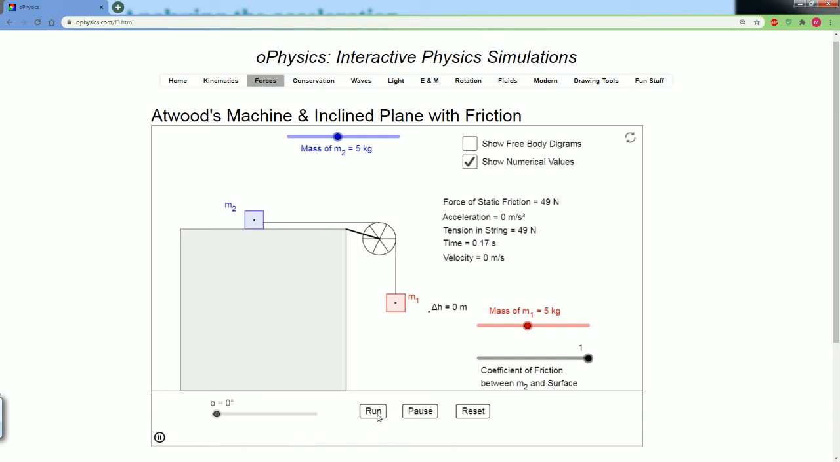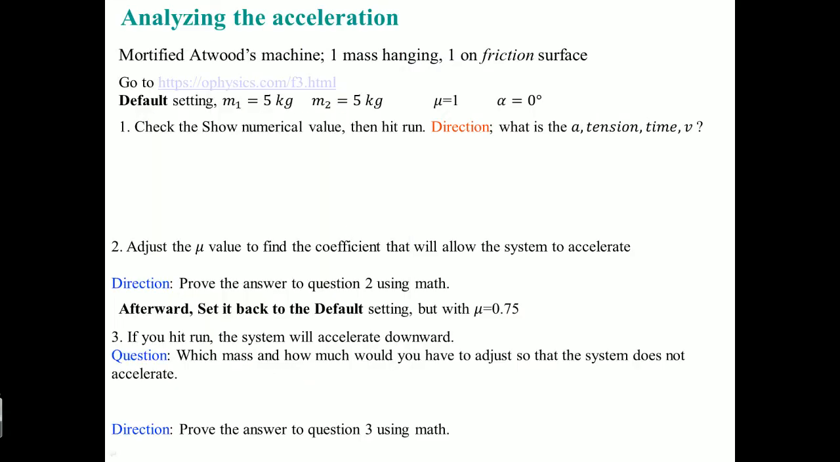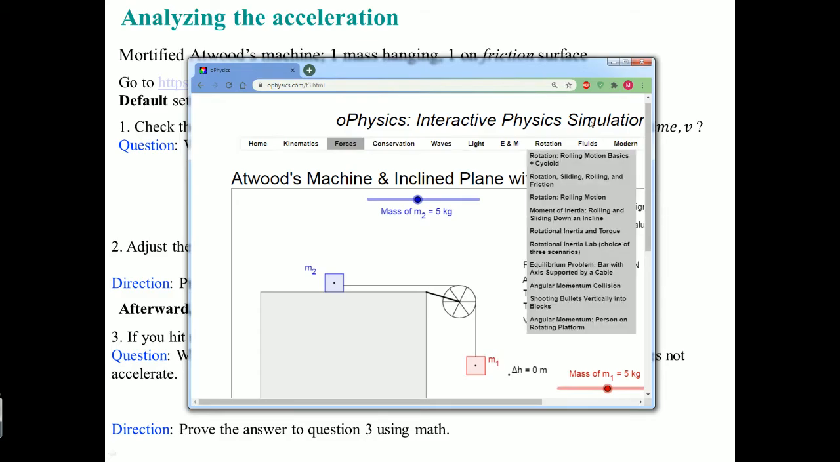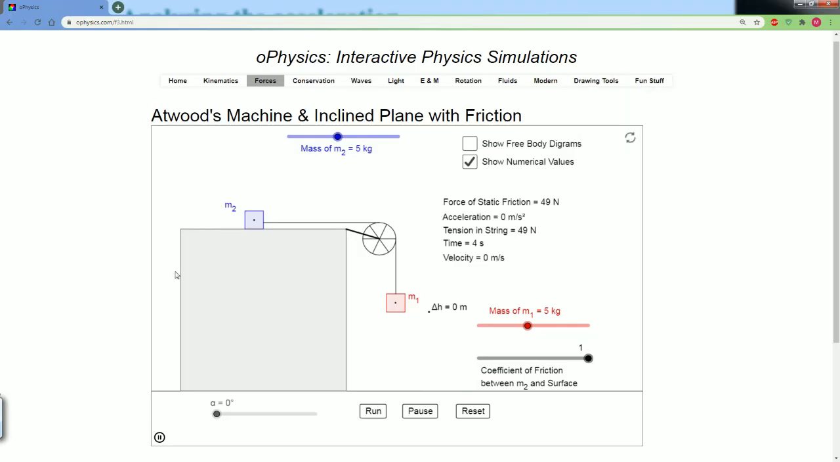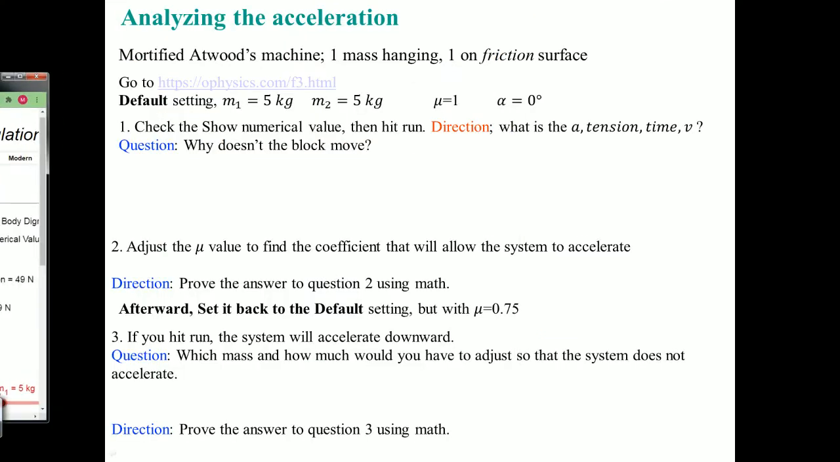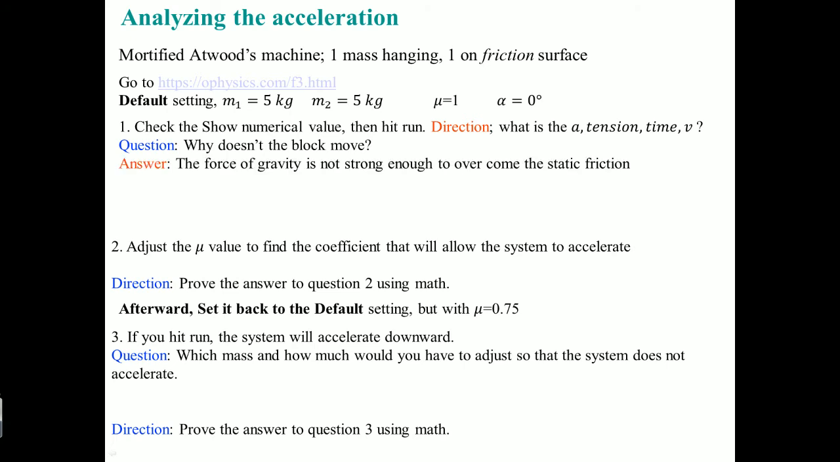And what is the tension? Wait, what is happening? Why doesn't the block move? Take a look. Well, that must be the force of gravity here that's pulling it down. Notice that the force of gravity here is less than the force of friction. So it doesn't move. The force of gravity is not strong enough to overcome the static friction because of this value.